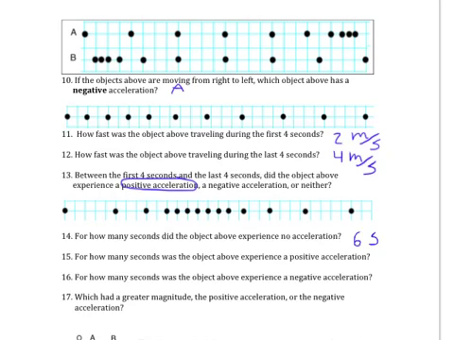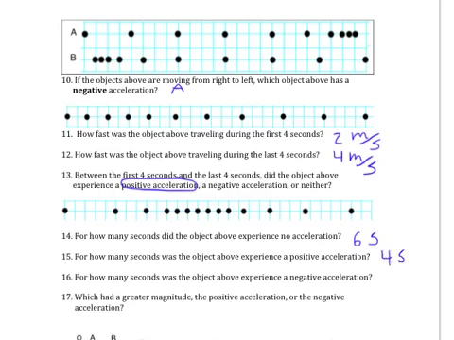Number 15. For how many seconds did the object have a positive acceleration? Well, let's see what happened here. It's slowing down in the positive direction. It was going fast and it went slower. So slowing down in the positive direction is a negative acceleration. But speeding up in the positive direction is a positive acceleration. So notice here it's 1 meter per second, but here it's 1.5. So this is 1, 2, 3, 4 seconds. It had a positive acceleration.